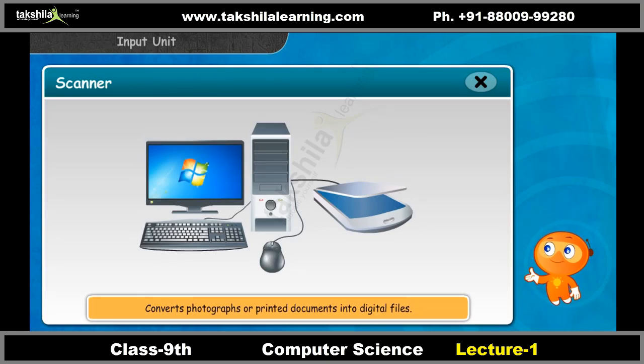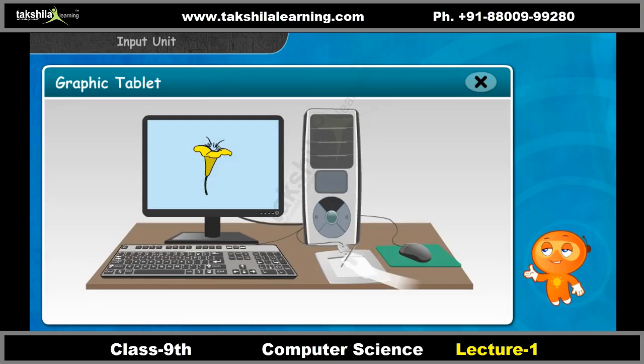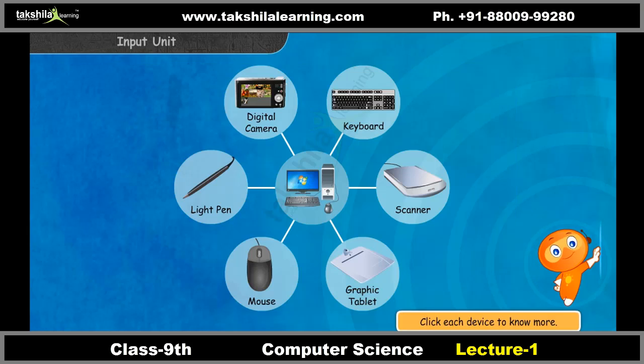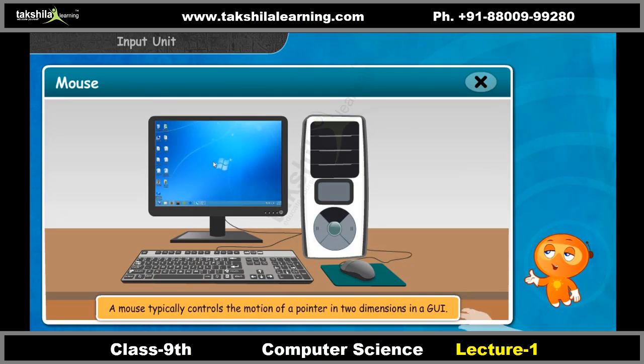A scanner converts photographs or printed documents into digital files. Graphic tablet helps the user to hand draw images, just as they draw using a paper and pen. A mouse typically controls the motion of a pointer in 2 dimensions, in a GUI.